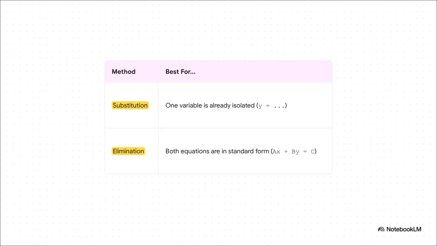So, here's the deal. The most crucial part is choosing the right tool for the job. You can think of this as your little cheat sheet. If you look at a problem and you see a variable that's already isolated, you see a y equals or an x equals, substitution is almost always your fastest path. But if you see both equations are already lined up in that nice standard form, elimination is probably going to be way more efficient. Trust me, choosing the right method from the get-go makes all the difference.